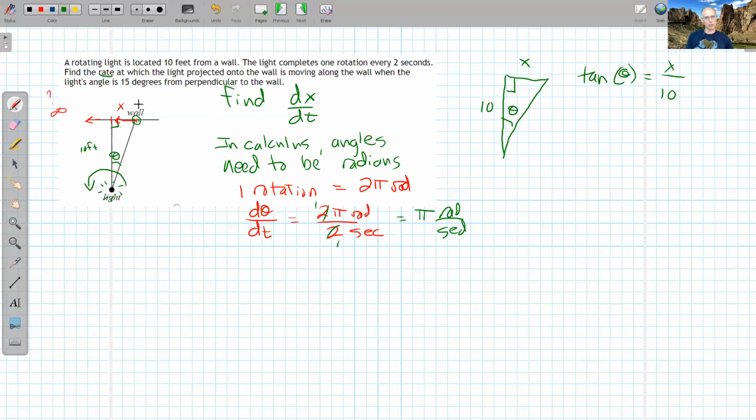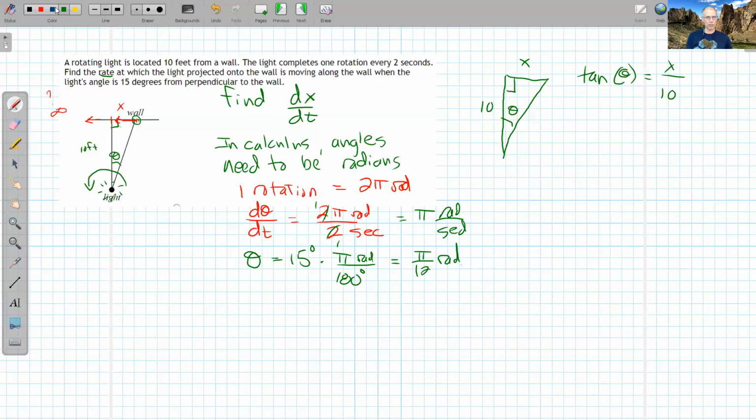And then the other problem is we're given that at that instant theta is equal to 15 degrees. Degrees is a problem, so we're going to have to convert that. To convert, we multiply by pi radians is the same as 180 degrees, to get rid of degrees. 15 goes into 180, I believe, 12 times. So this would be pi over 12 radians when we need it. Okay, I think we got everything we need.